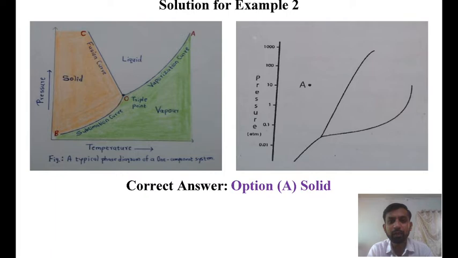On comparing the given phase diagram with the typical phase diagram of one component system, we can say that the phase of a substance marked as point A will be solid. Therefore the correct answer is option A, solid.